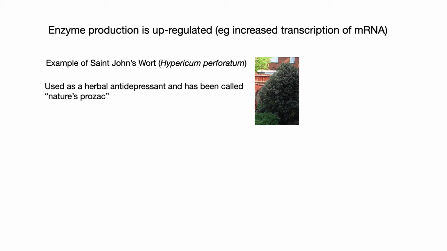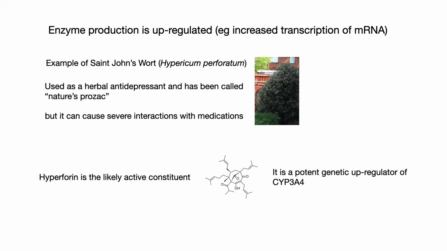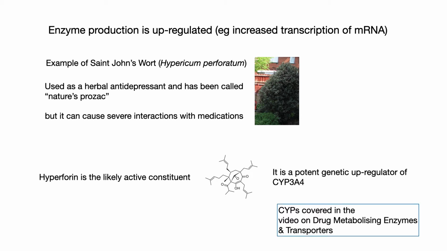St. John's wort has been used as a herbal antidepressant, and it's been called nature's Prozac, which sounds great, except it can cause some pretty severe interactions with medications. The active ingredient in St. John's wort is hyperforin, and it's a potent upregulator of CYP3A4. If you're not sure what CYP3A4 is, it is covered in the video on the drug metabolizing enzymes and transporters.